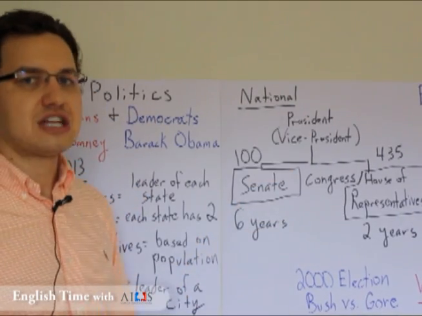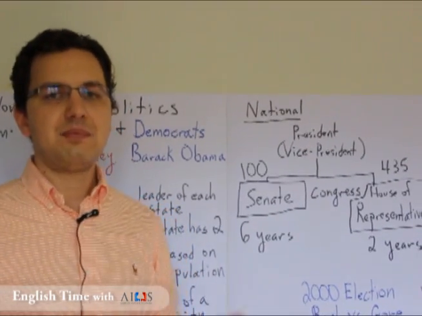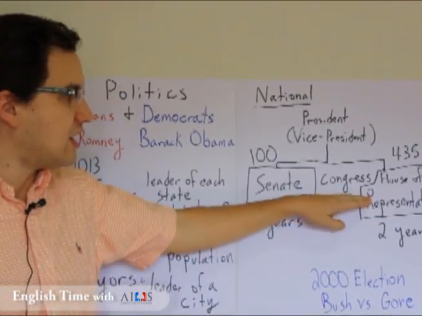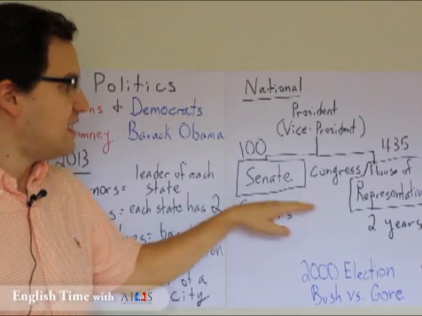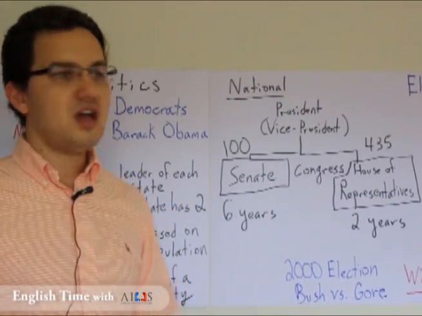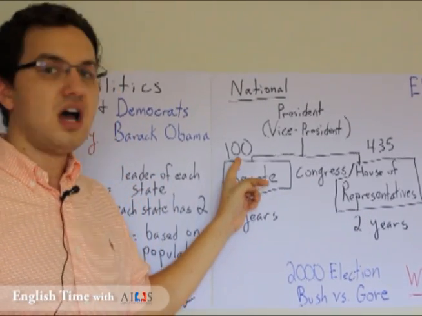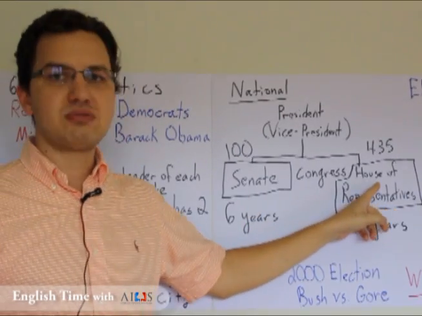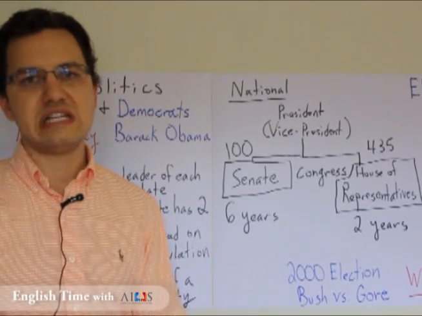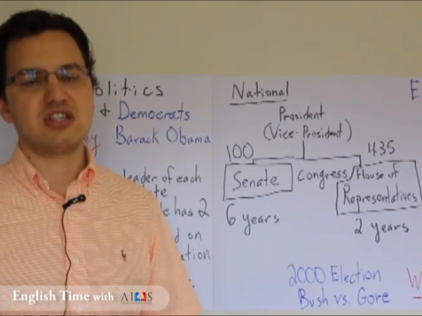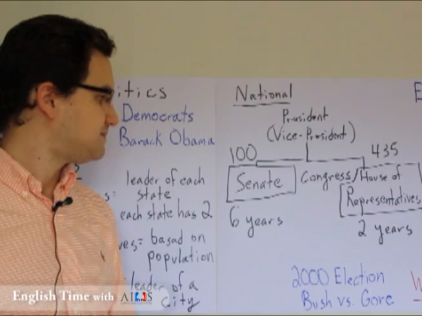The president doesn't actually make any laws. He only signs his name. The people making the laws are in Congress. And we have 2 houses of Congress, the Senate and the House of Representatives. Because there's 50 states, and each state has 2 senators, there's 100 senators. Now the House of Representatives, there's 435. This number was chosen 100 years ago and will never change. There will always be 435 representatives based on population.